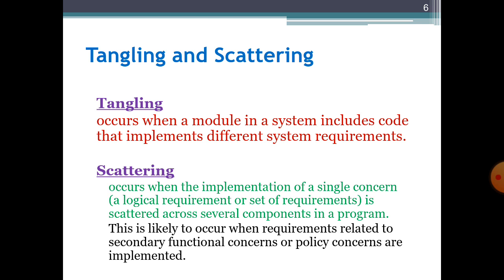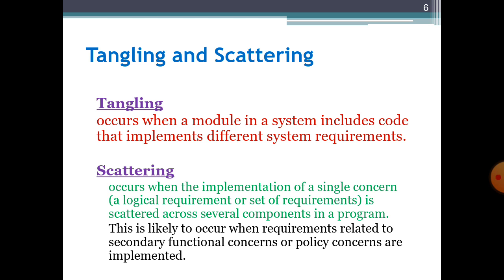So to overcome this situation, we need to look at two undesirable situations. These two situations, tangling and scattering, are not desired by the programmer or developer community, and they occur in situations where traditional programming languages require additional code to implement core concerns or secondary concerns. So this is an undesirable situation, named tangling and scattering.